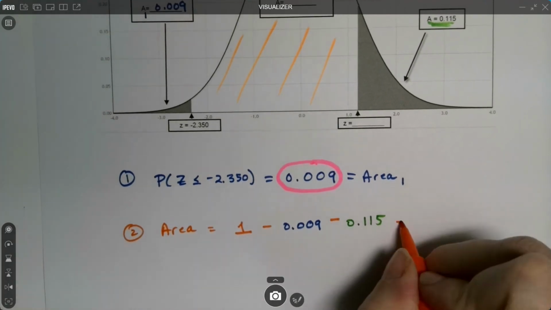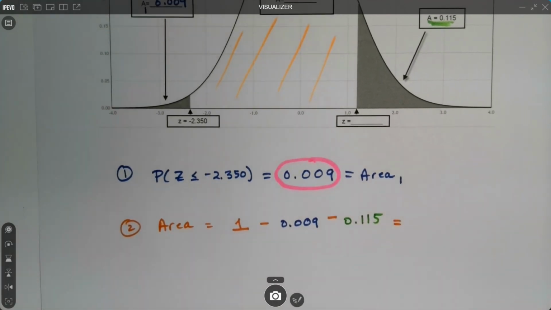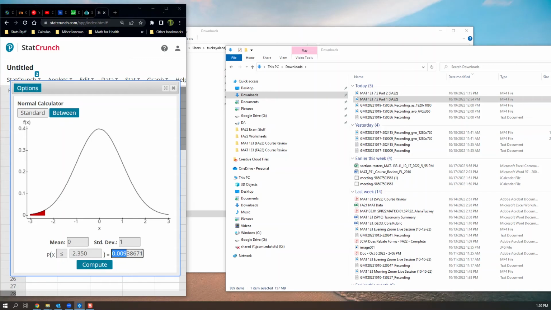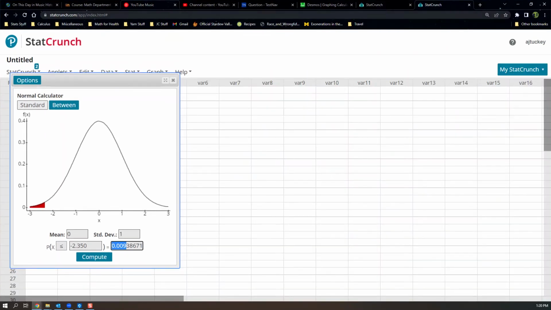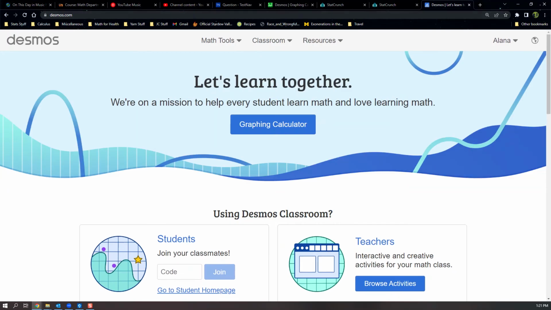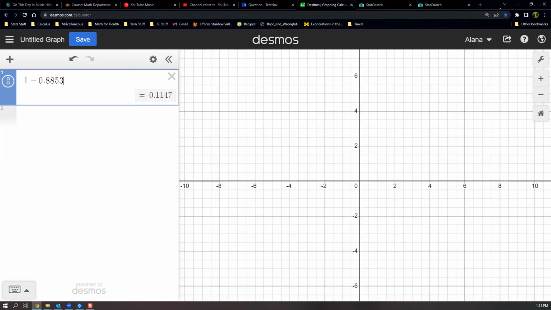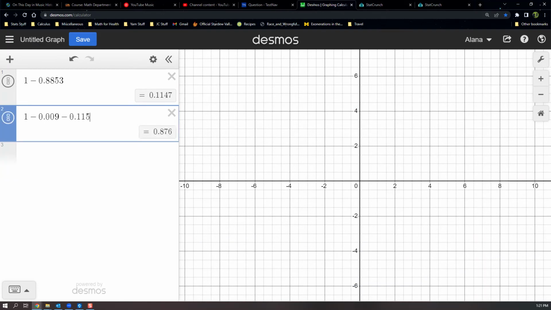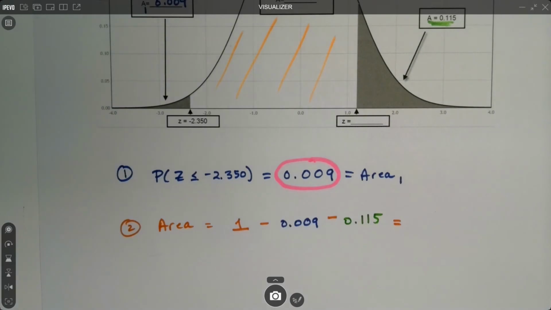That'll get me, well, I don't know, but that's what Desmos is for. So let me go grab Desmos. Oops, I've clicked away from my Desmos somehow. I don't know how to manage that. So let me reopen it. Oh, I had it. It was right there. I was losing my brain. All right, 1 take away 0.009, take away 0.115. And then my middle would be 0.876 right there. Okay, so there's my middle, 0.876.